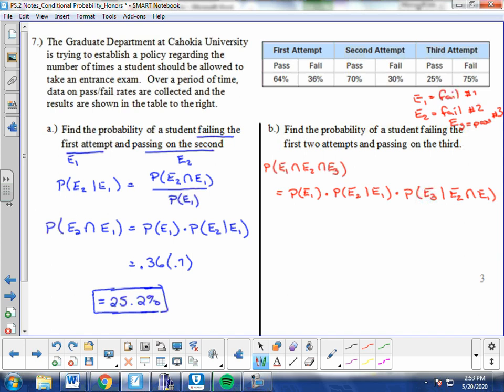So what we get here is the probability of event one, failing the first attempt, is 0.36, times the probability of event two given event one. Again, they're only here in the second attempt category if they've already failed the first category. So this would be 0.3. So they're failing the first and the second. Then now we're in the third category. This is finally getting to pass. It would be 0.25. So after they failed first and second, they pass the third. 0.25 of those people that fall into that category would actually pass that exam.